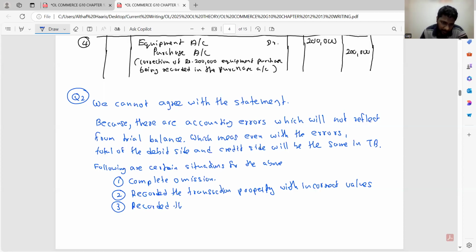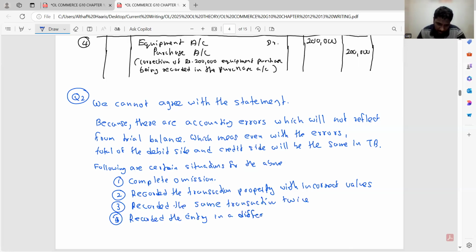Recorded the same transaction twice. Recorded the entry in a different account instead of the relevant account.